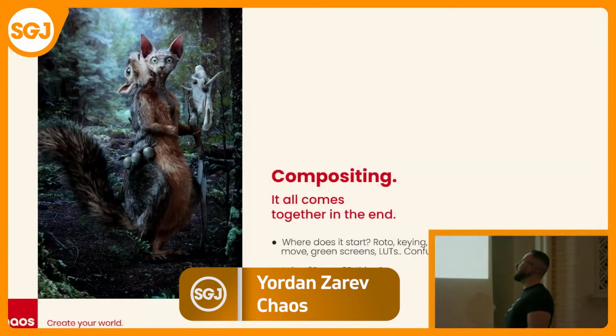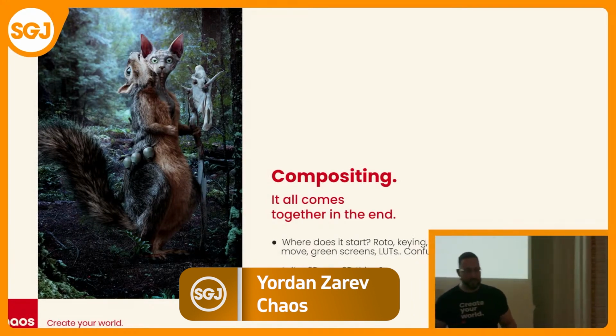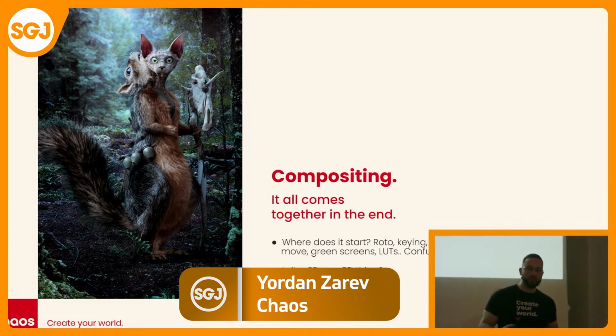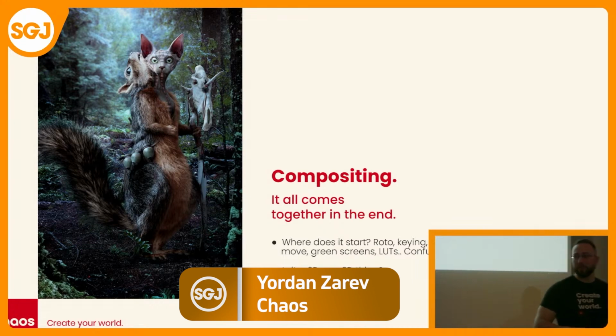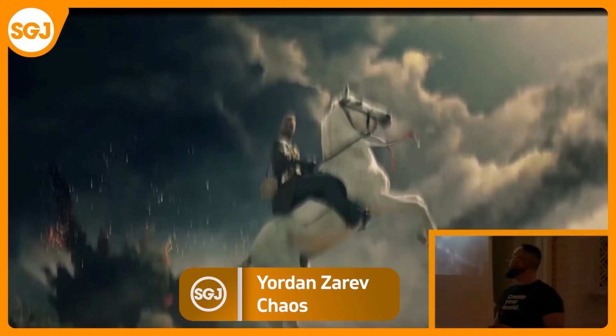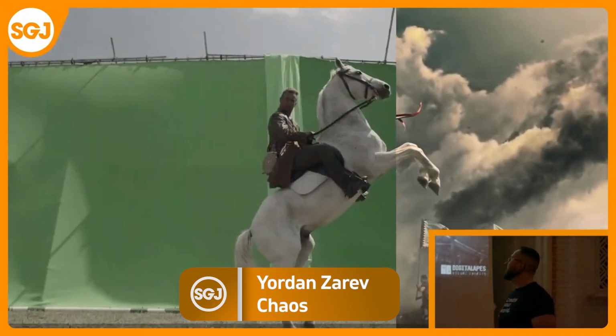Okay, one of the last parts is compositing. So compositing is taking all of that we've talked so far and putting it into one shot and making it look like it's in place and not just stamped on top of everything else. So let's take a quick look at compositing a shot.